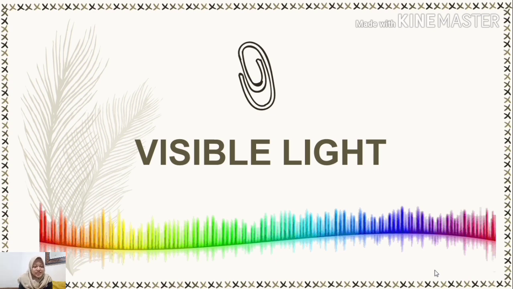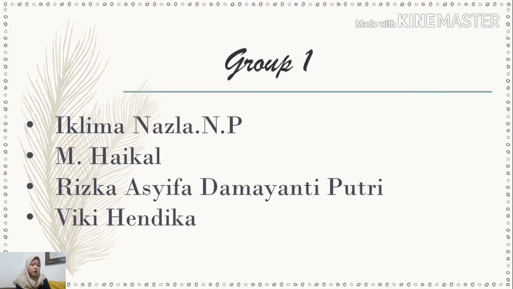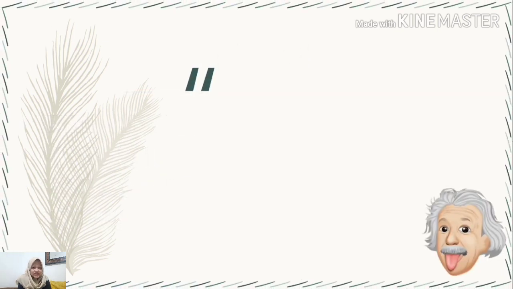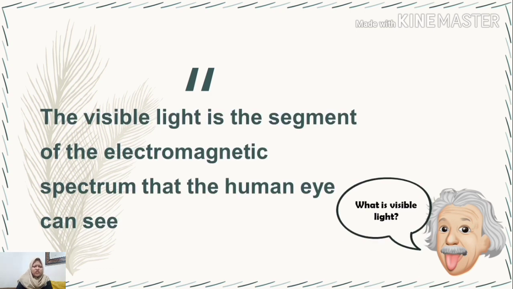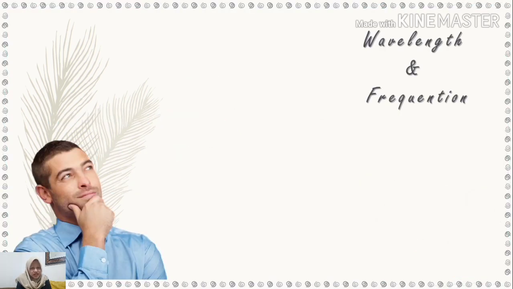Today I want to present about visible light. Okay, first, do you know what visible light is? Visible light is the segment of the electromagnetic spectrum that the human eye can see. And the next question, why can visible light be seen by the human eye?